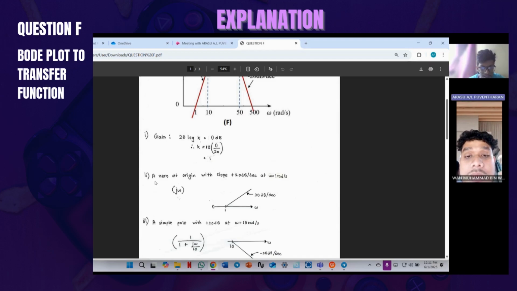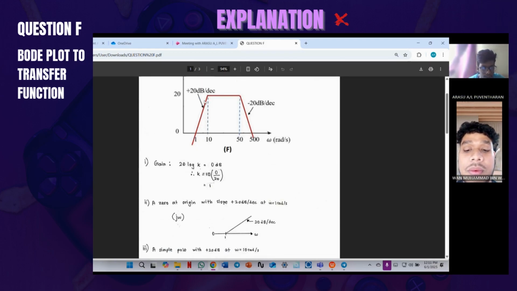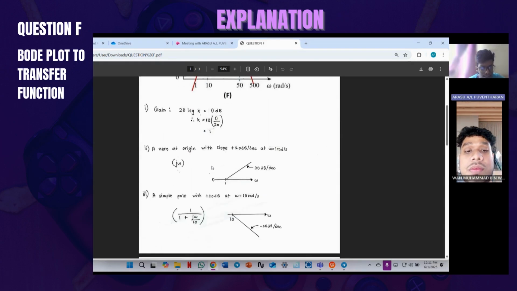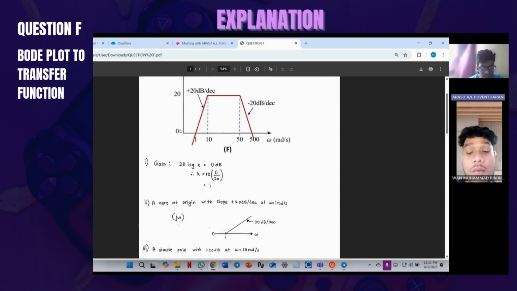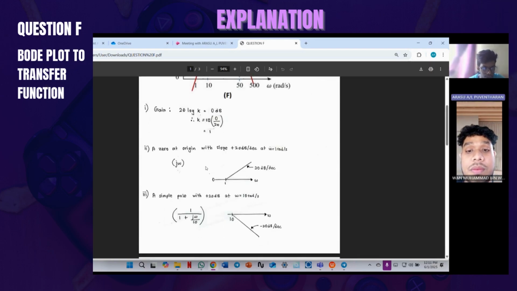Second is a zero at the origin with slope positive 20 dB per decade at omega 1, which means the plot starts rising at positive 20 dB per decade from omega 1 radian per second. So this tells us there is a zero at the origin, contributing a term of j omega in the numerator.